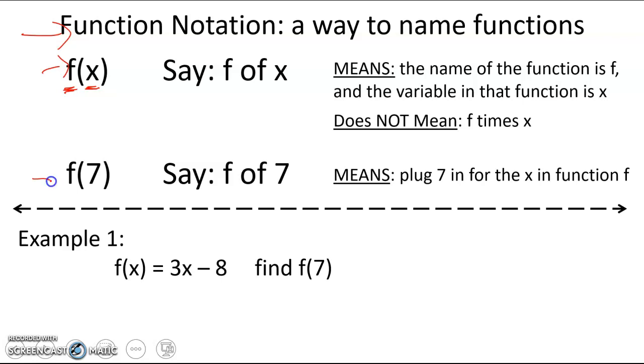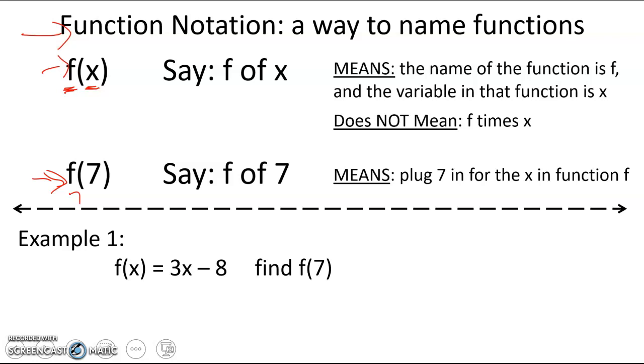Now, when we do f of 7 right here, that basically is a fancy way of saying, hey, whatever equation f of x is, or whatever equation f is, plug the 7 in, okay? So let's work it out here. We have f of x is equal to 3x minus 8, and we need to find f of 7.